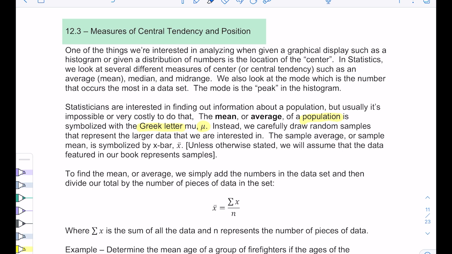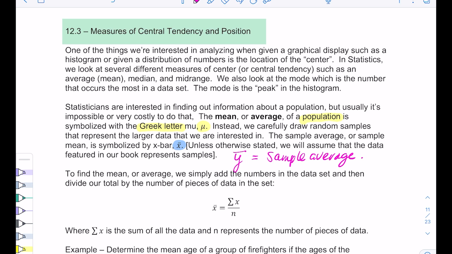We use a different symbol for sample averages. The symbol that we use is referred to as X bar. It's an X with literally a bar on top of it. Some books may use Y bar. It doesn't matter. Anytime you see a variable and you see a bar over it, that represents the sample average. But I believe your book uses X bar. Just know that the bar represents average.